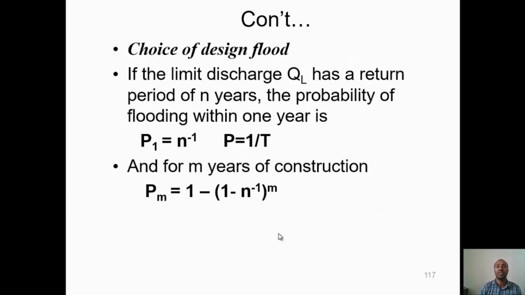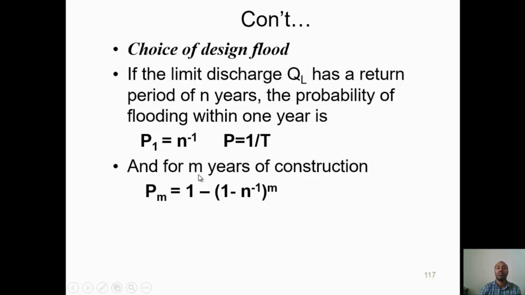So, choice of design flood. This is the basic issue. If the limit discharge QL has a return period of T years, then the probability of flooding within 1 year is 1 over T, which is the return period. So the probability of occurrence of maximum rainfall will be quantified or determined by this equation.